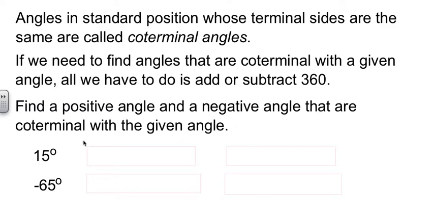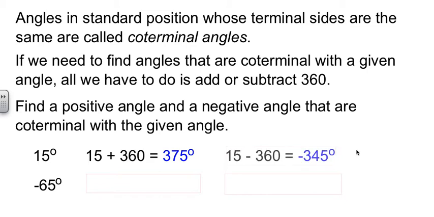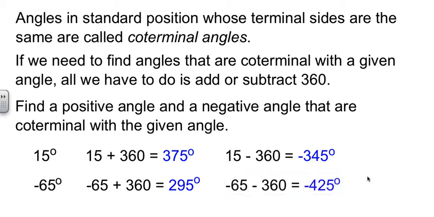So they want us to find some angles, one positive angle and one negative angle, that are coterminal with this given angle here. Well, if I want to find the positive one, I'm going to add 360 to it. And if I want to find a negative angle, I'm going to subtract 360 from it. Same idea here. They gave me a negative 65. If I want to get a positive angle, add 360. If I want to get a negative angle, further negative, then I subtract 360.